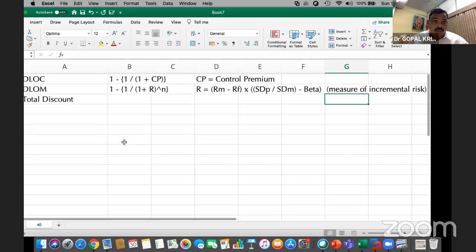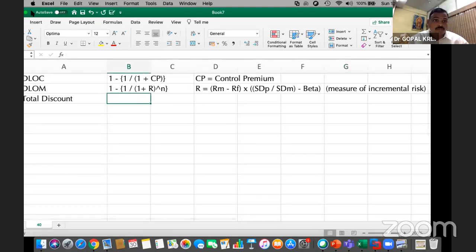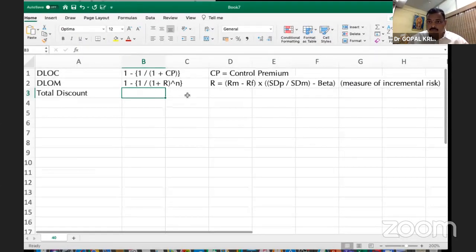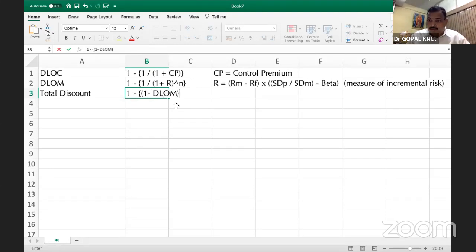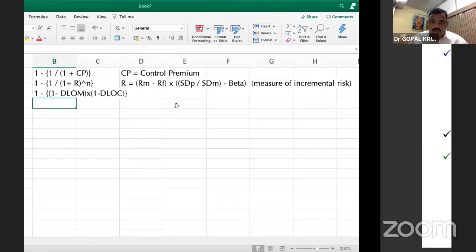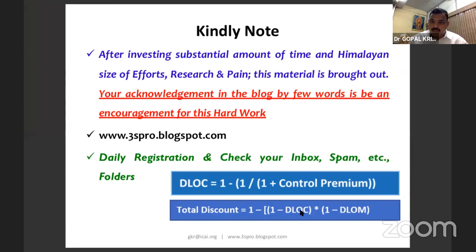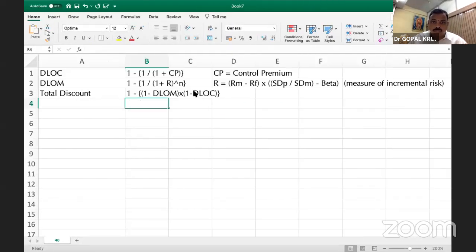Now what is your total discount? Your total discount is 1 minus DLOM, discount for lack of marketability, into 1 minus DLOC. So that is 1 minus DLOC into 1 minus DLOM. This is your total discount.